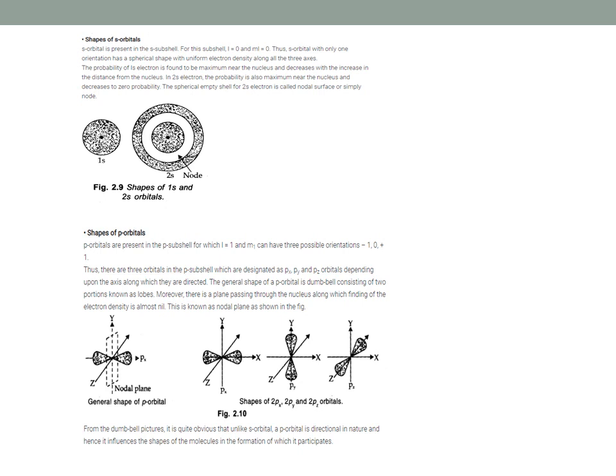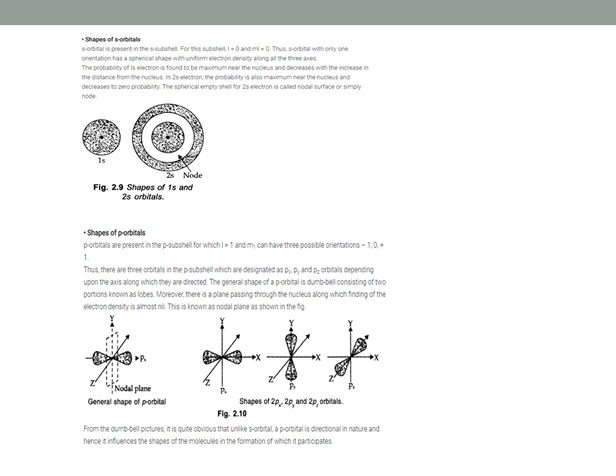The spherical empty shell for the 2s electron is called nodal surface. On the screen you can see 1s and 2s. In 2s there is a nodal plane.